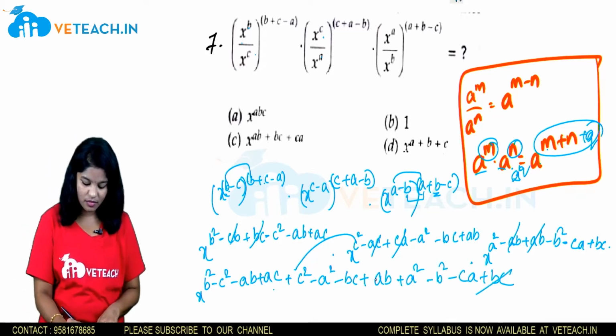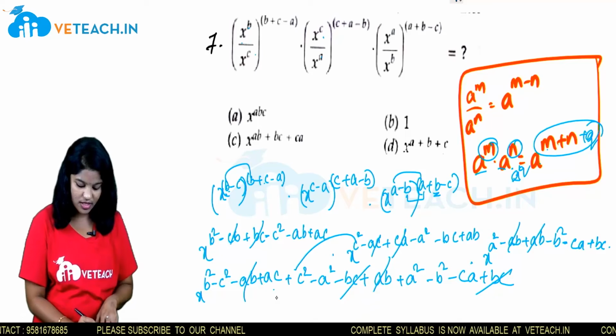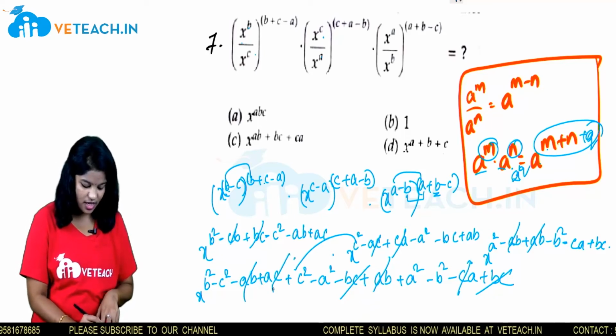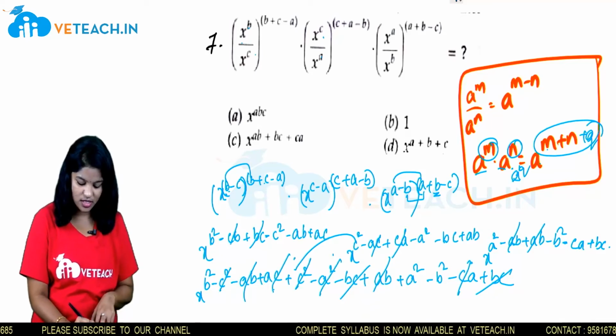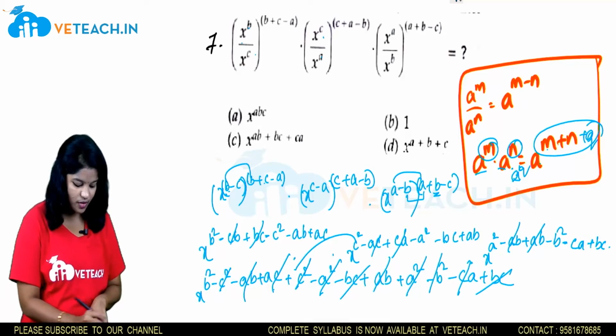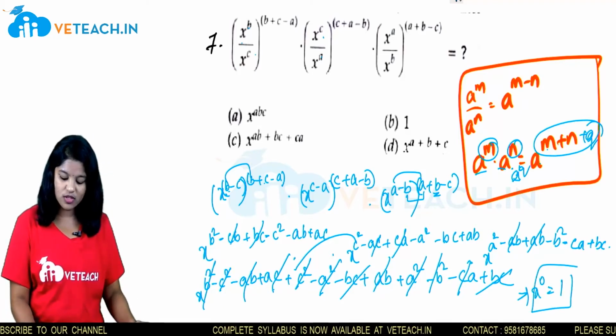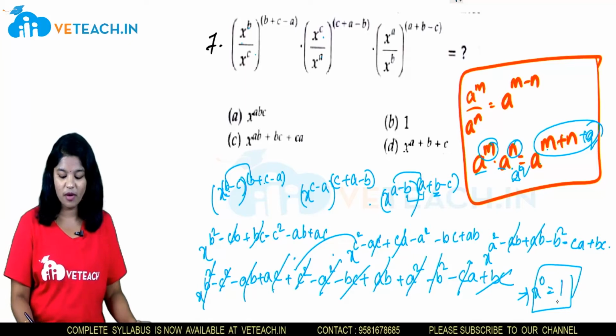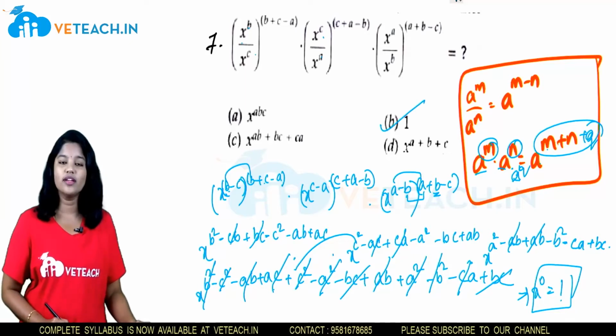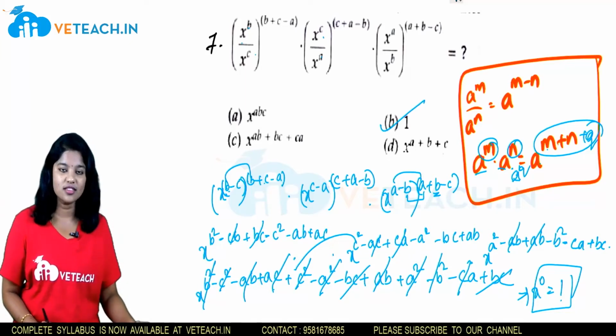plus bc, bc minus ab, ca, ac minus c squared, c squared, a squared, a squared, b squared and b squared. So we got x^0. So x^0 value is nothing but anything to the power 0 is always equal to 1. So option B is our correct answer.